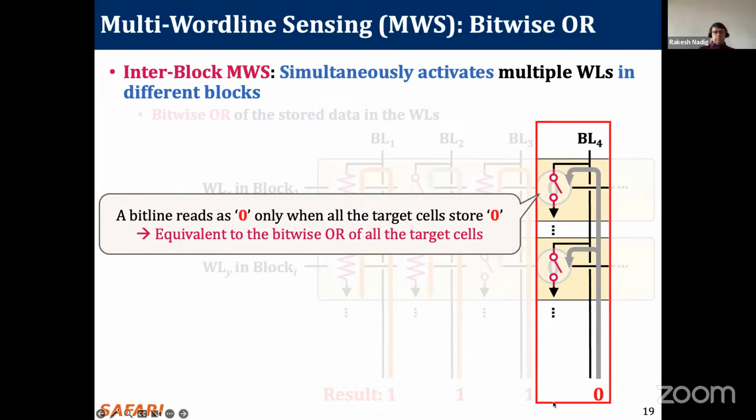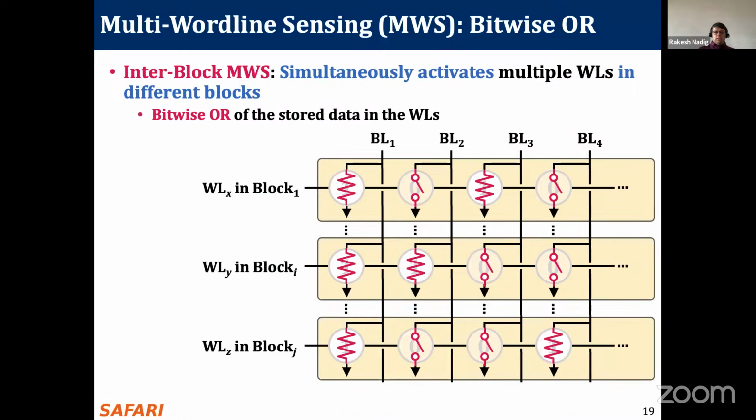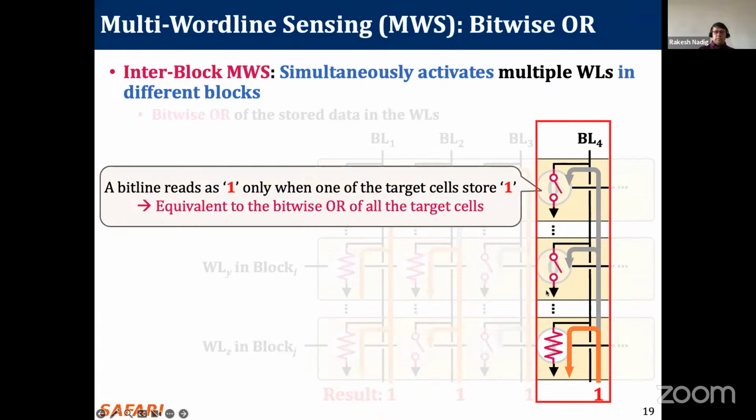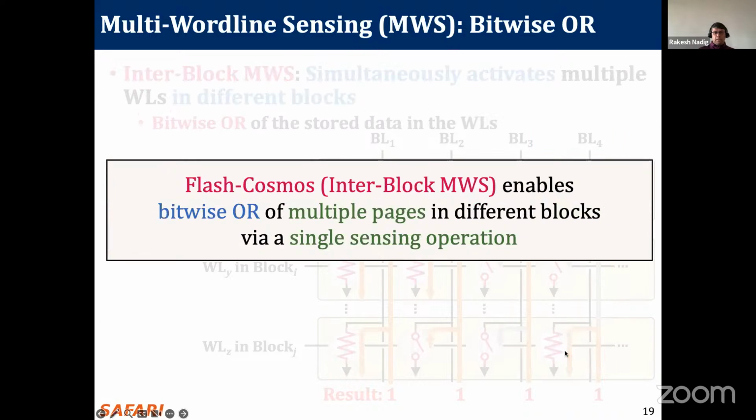If we need to get a 0, then it means that both the cells that we are activating at the same time need to be open switches. So this is equivalent to the bitwise OR. And we look at the case when we get 1 as the result. Here we see that even if there is a single cell which operates as a resistor, then we get the value as 1. So using inter-block MWS, we can perform bitwise OR of multiple pages in different blocks using a single sensing operation.